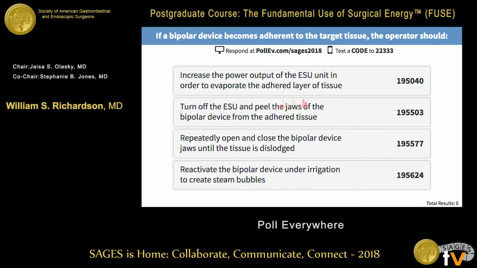All right, next question. If a bipolar device becomes adherent to the target tissue, the operator should: 1, increase the power output of the ESU in order to evaporate the adherent layer of tissue; 2, turn off the ESU and peel the jaws of the bipolar device from the adherent tissue; 3, repeatedly open and close the bipolar device jaws until the tissue is dislodged; and 4, reactivate the bipolar device under irrigation to create steam bubbles.